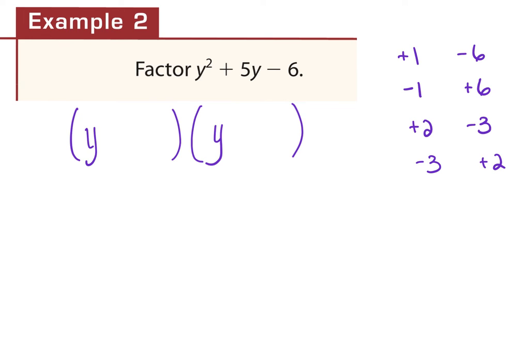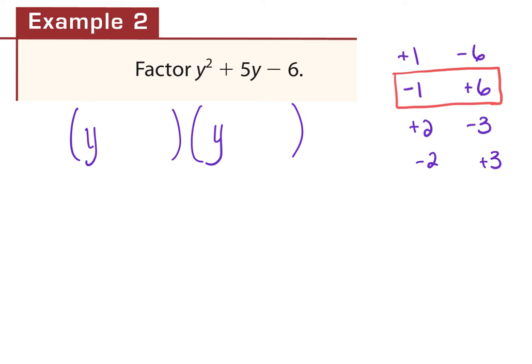Positive 2, negative 6. No. Negative 1. Oh, here we go. This one is good. Negative 1 and positive 6. Does everybody see? All right, so when your last term is negative, you're going to use a positive and negative. And your middle term will really follow the larger of the two. Really is what's happening, right?